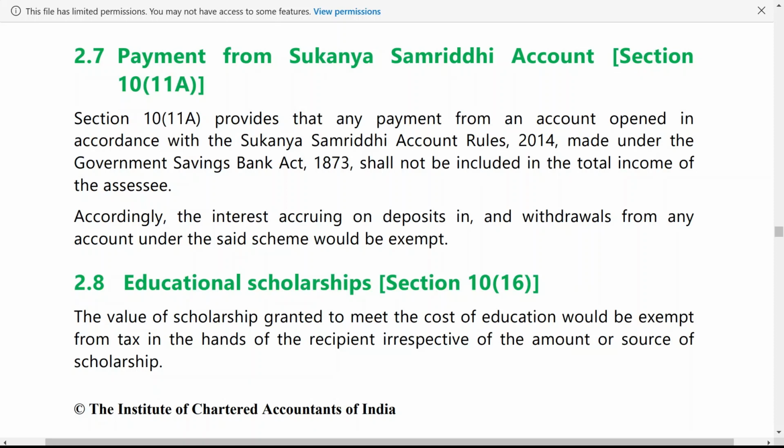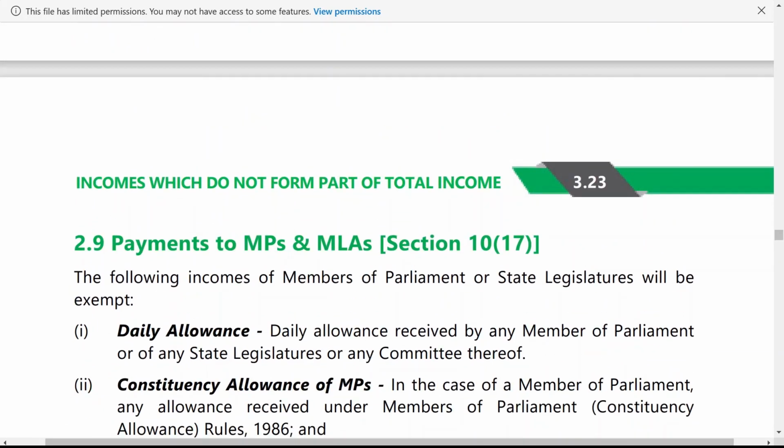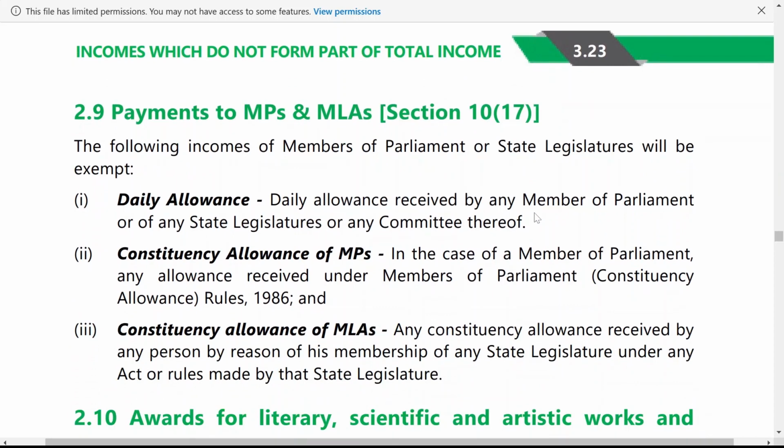Now the next one is educational scholarship, section 10 subsection 16. The value of scholarship granted to meet the cost of education would be exempt from tax in the hands of the recipient, irrespective of the amount or source of the scholarship. Means if any person is receiving any scholarship, then that scholarship is also exempt from tax.